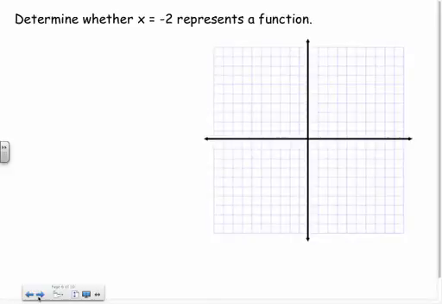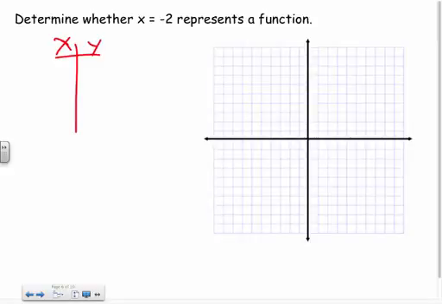What about this? Determine whether x equals -2 represents a function. Well, does each input have an output? Well, 2 ways to check this. One, I can make a table and see any number I put in for x to see if it has exactly one output. Or I could graph it. We're going to do both here. Well, you kind of need your table to graph with it in this case, or you could use my shortcut we're going to go through.